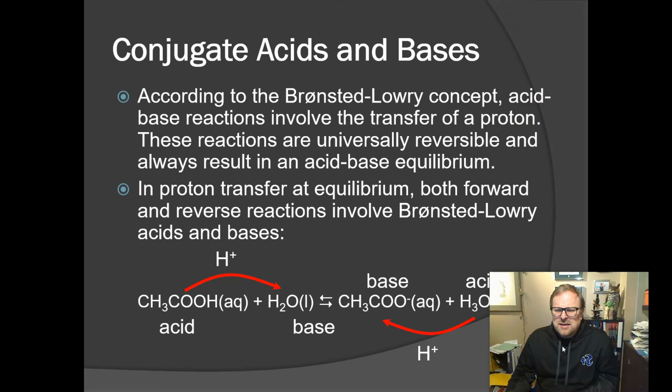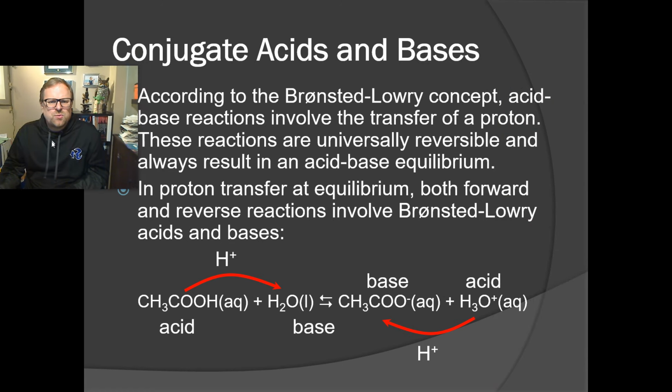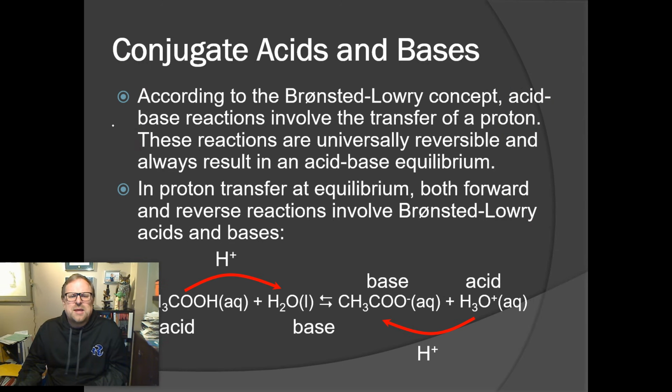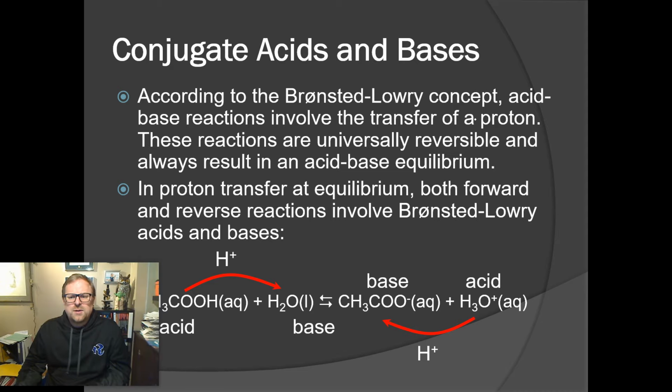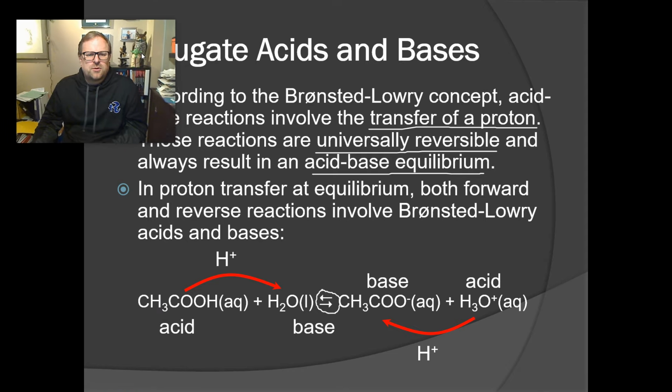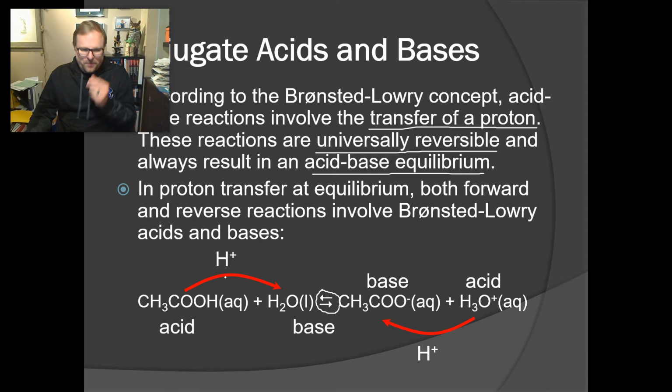The next thing I need to define with you is what we call conjugate acids and bases, and what those are. This is actually really simple. According to Bronsted-Lowry, acid-base reactions involve the transfer of a proton, which we just talked about. These reactions are universally reversible, I love that, and always result in an acid-base equilibrium. So we're always going to be watching for that particular notation in the reaction.